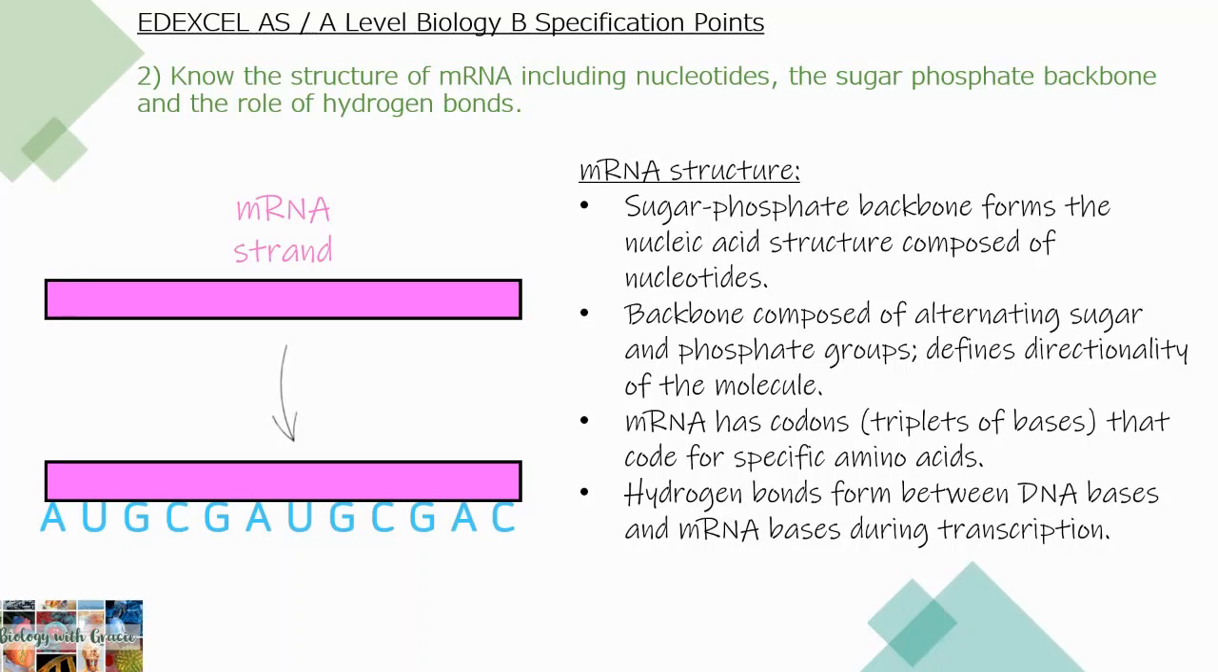So the nucleotides are the monomers which come together to form the polymer of nucleic acid, which can be DNA or RNA. So mRNA also has codons, which are also called triplets of bases, and these code for specific amino acids, and also hydrogen bonds form between the DNA bases and the mRNA bases during transcription.